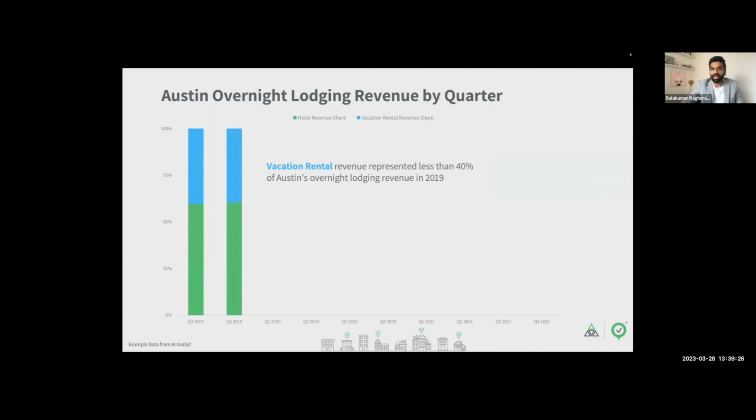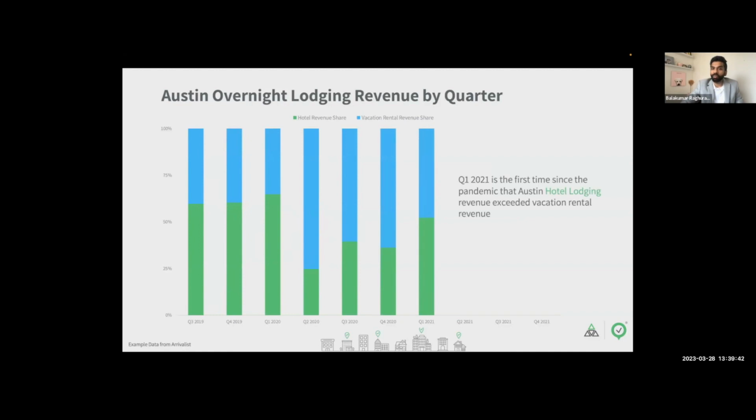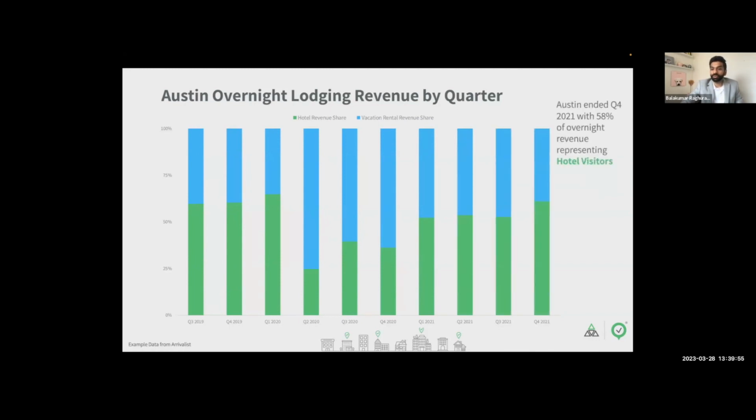So we said, hey, vacation rental revenue represented less than 40% of Austin's overnight lodging revenue in 2019. And as we traversed through the pandemic, we saw that that increased to 75%. And now we were looking to understand at what point do we reach the same stability. In Q1 2021, we saw the first time ever that the hotel was on par with vacation rental revenue. And finally, when we got to Q4 of 2021, it's the first time we saw that the hotel's share of overnight revenue was consistent with what we saw before the pandemic.